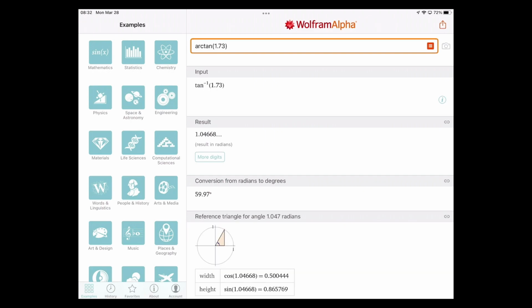Okay, so what we get is the measure in radians and the measure in degrees, and whether we get 59.97, which I call just flat out 60.